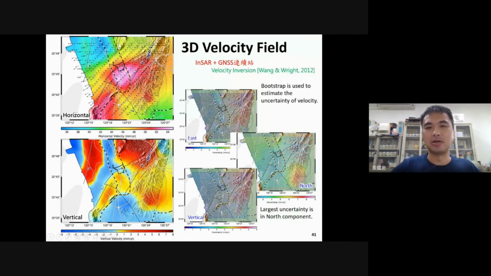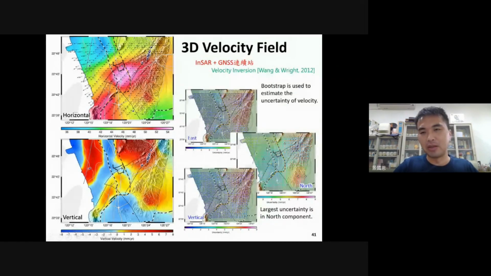And then here you could see it. Here shows the value of the uncertainty in east, north, and the vertical components. You will see in general, the uncertainty of east component and the vertical component are around 1 to 2 millimeter per year. So that means the reliability of this velocity inversion is high.